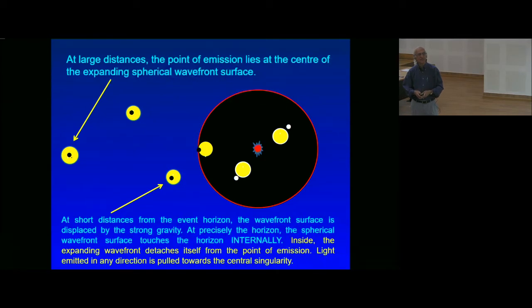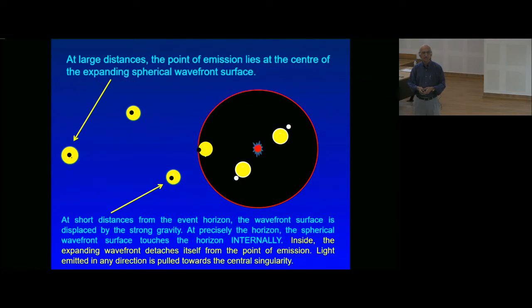Now, if I emit the signal closer and closer to the black hole, you see very clearly the gravitational deflection of light. So at short distances from the event horizon, the wavefront surface is displaced by the strong gravity. The wavefront is still spherical, but with respect to the point of emission, it is displaced. At precisely the horizon, if I emit a flash of light, the spherical wavefront touches the horizon internally. There is no part of the wavefront which is outside the horizon.